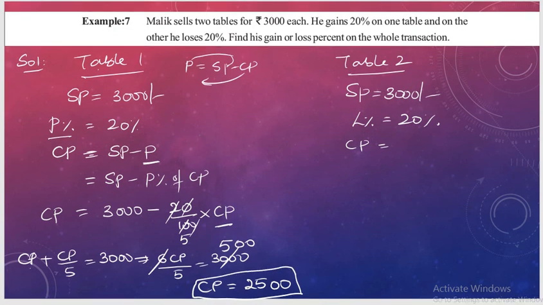The same way we are going to find out for this also. So what is the loss formula? Loss is nothing but CP minus SP, no?